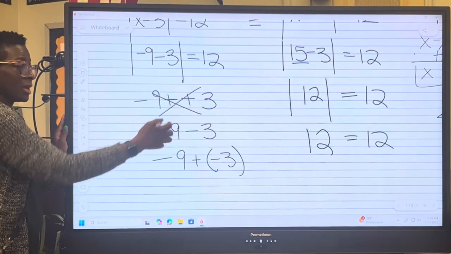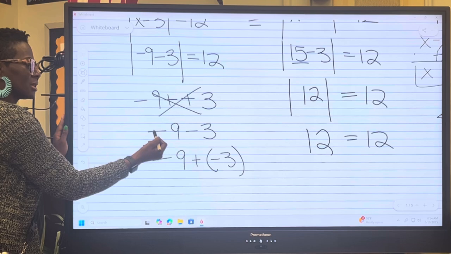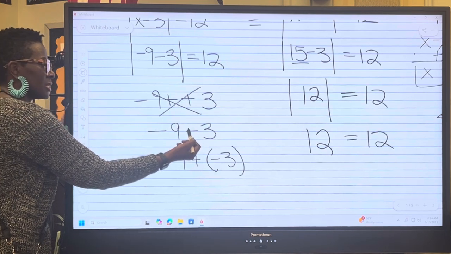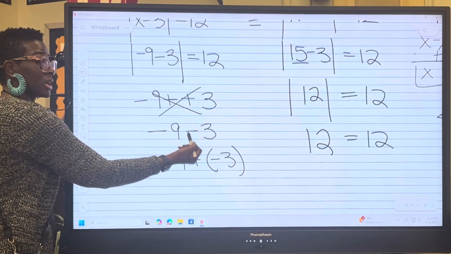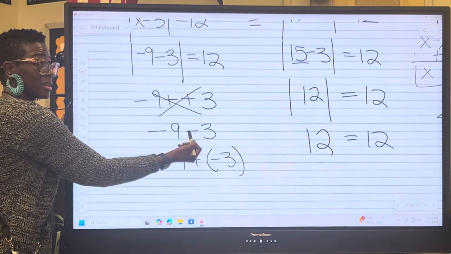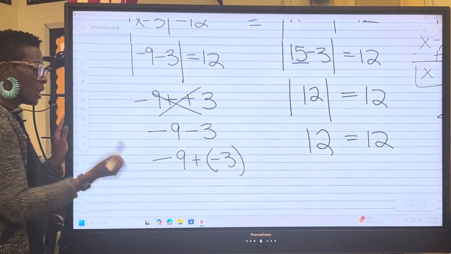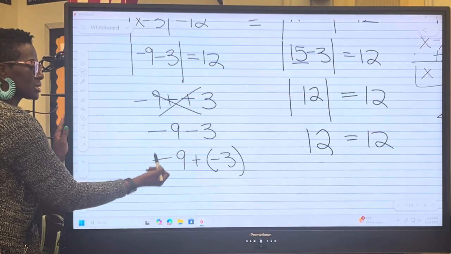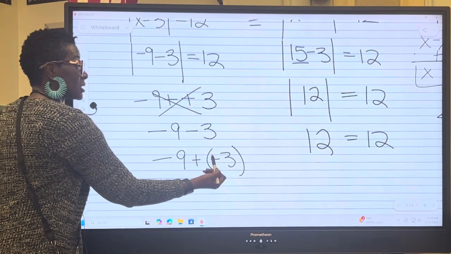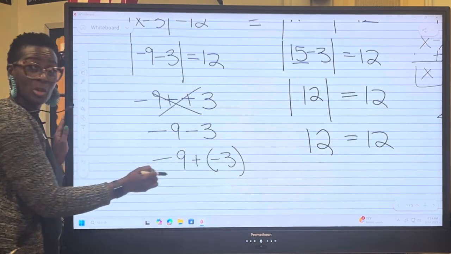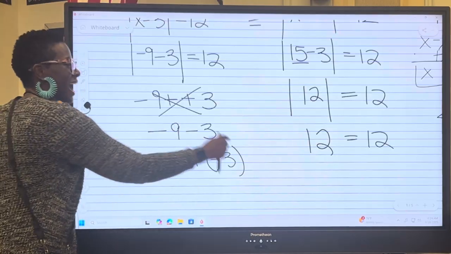Are y'all following me? What kind of 9 is this? Negative. What kind of 3 is this? Look at what's in front of this 3. So what kind of 3 is that? It's negative. The sign is in front of the number. What kind of 9 is this? What kind of 3 is this? It's still negative. Are you with me? So these two are exactly the same thing.